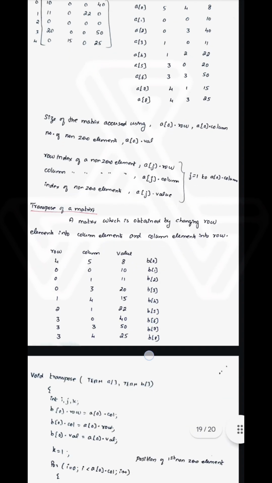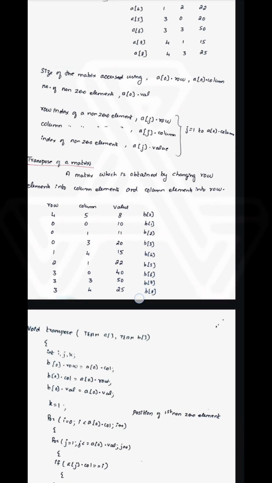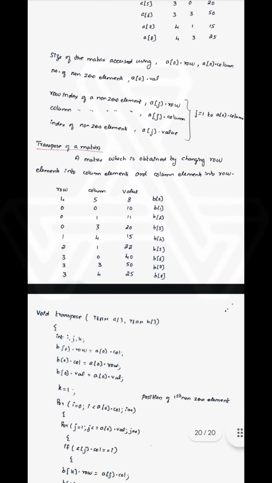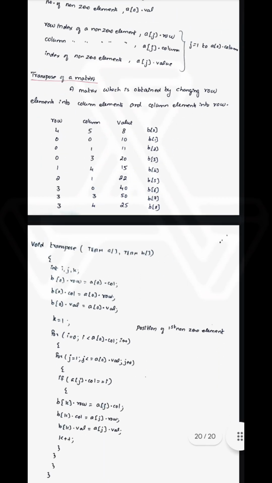Row index of a non-zero element: A[j].row. Column index of a non-zero element: A[j].column. j goes from 1 to A[0].value. Index of a non-zero element: A[0], A[j].value. Okay, transpose of a matrix.